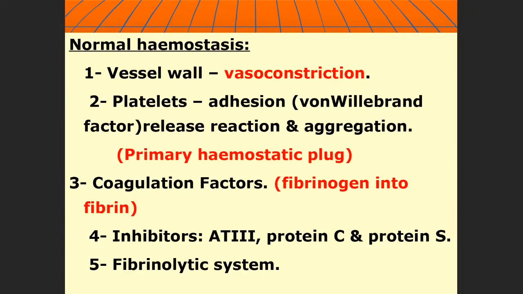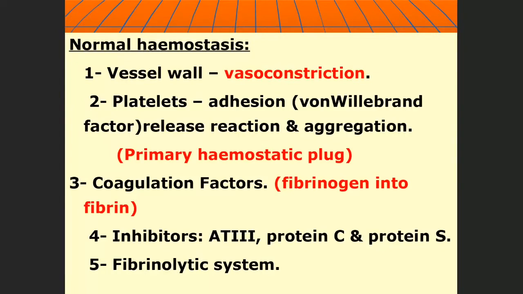The fourth system, which is involved in normal hemostasis, is the inhibitors, the naturally occurring inhibitors in the blood. These are antithrombin 3, protein C, and protein S. These are natural inhibitors in the plasma, which are meant to maintain normal hemostasis.